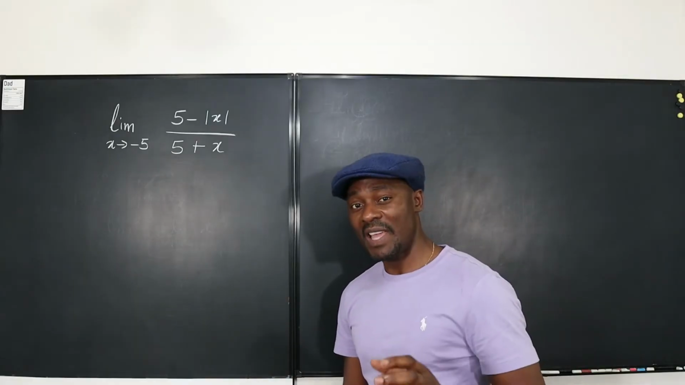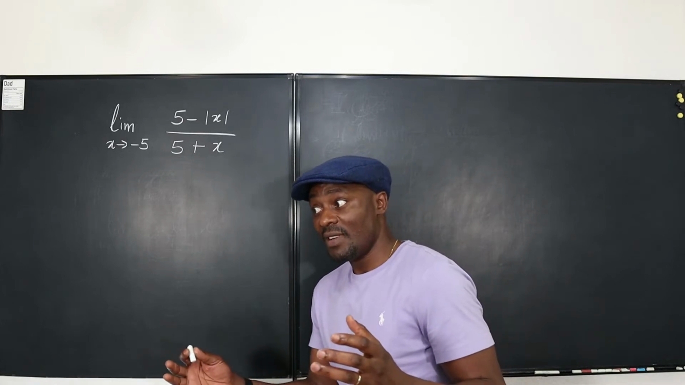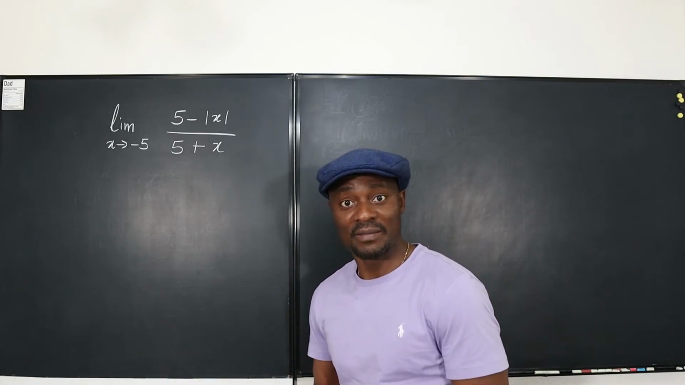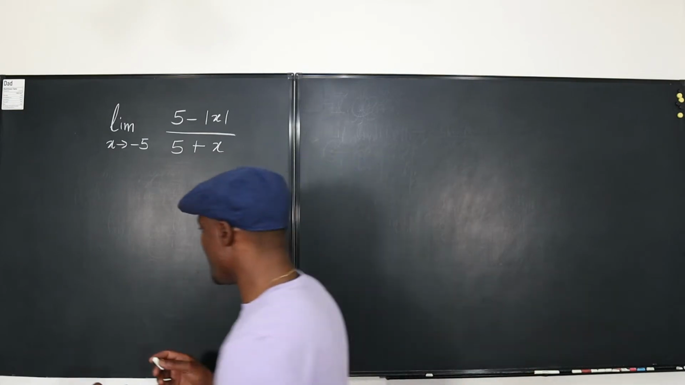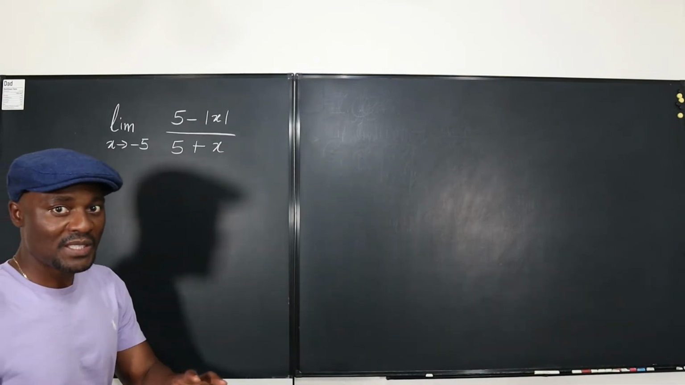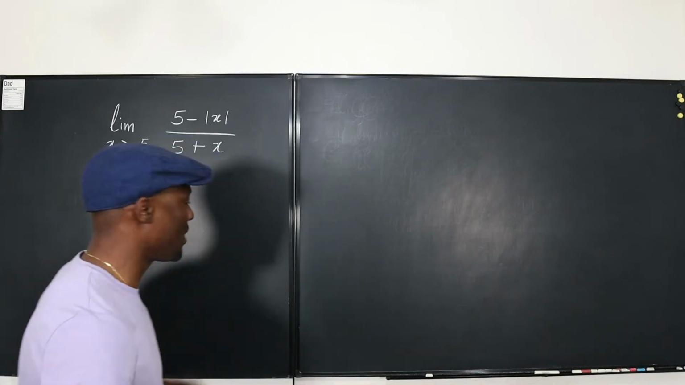By definition, the absolute value of a function is either the positive or the negative. Remember, and there's a reason why this is so, but I don't want to go into the reason. I just want to show you what you should do every time you get an absolute value problem. So let's start from this side.